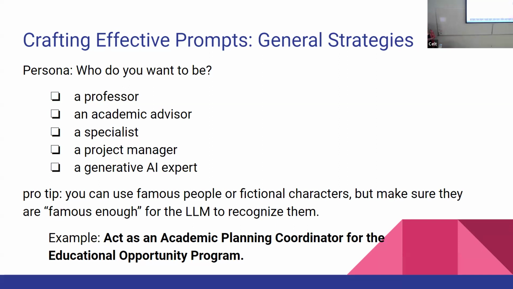So this can be really, really helpful. You can put famous people in here or well-known fictional characters as well if you're looking to get an output for a specific purpose, or if it's a class exercise or something like that. I've had ChatGPT act as Bob Ross many times. The only thing you want to make sure is that the famous person or fictional character you are using is well-known enough for the large language model to recognize it. Otherwise, it might just start hallucinating.